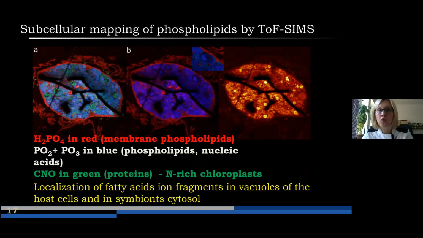point we wanted to look at, and TOF-SIMS is known for that, is that it can map lipids. So in this case, we look at phospholipids, and actually the molecular fragments you see here down in different colors are indicators for different types of molecules within the cell. So we could map the phospholipids, we could map the nucleic acids, we can map the proteins, as I mentioned, in nitrogen-rich chloroplasts, and we have seen the localization of fatty acids in vacuoles within the host cells and in the symbiont cytosol.